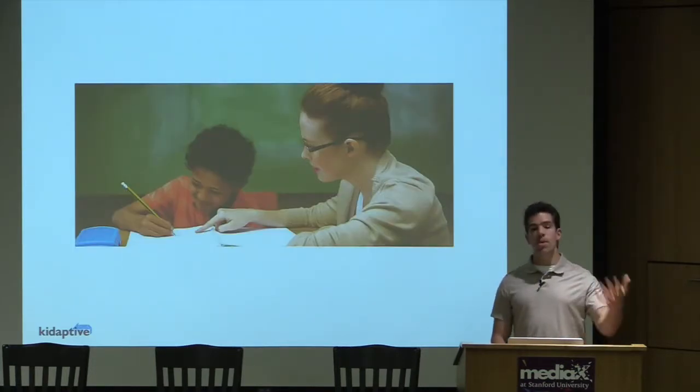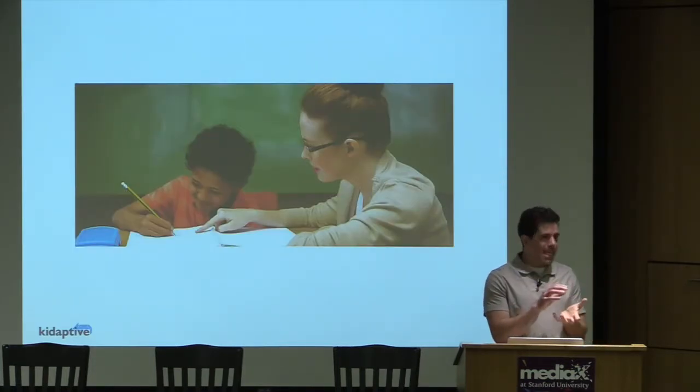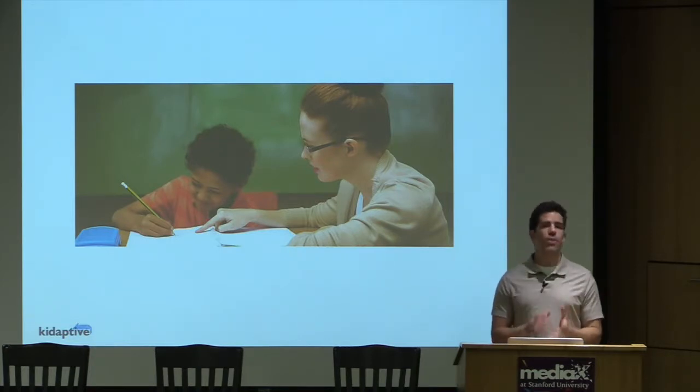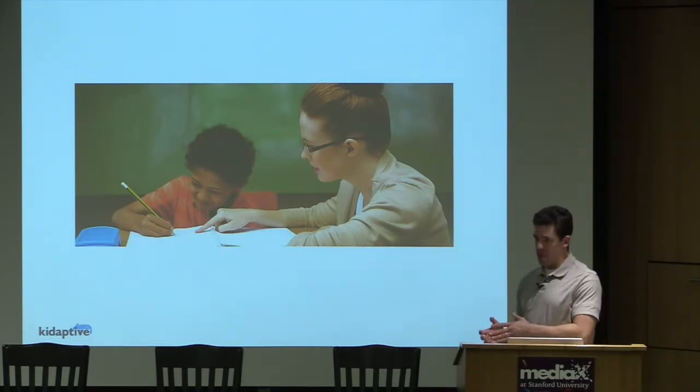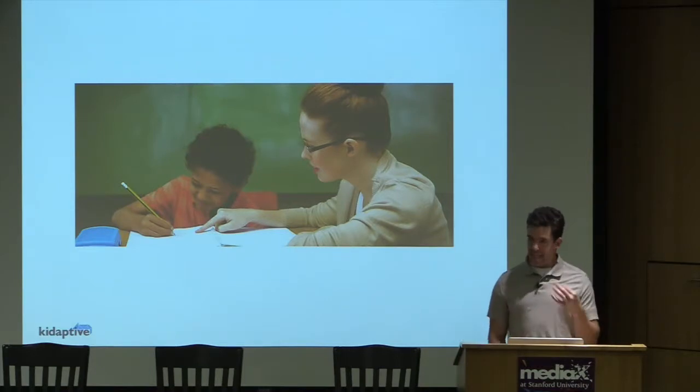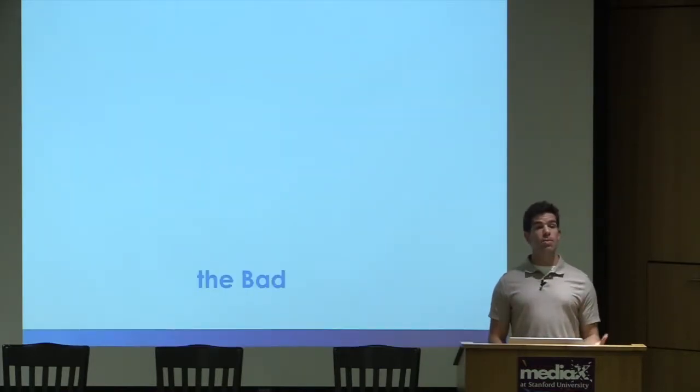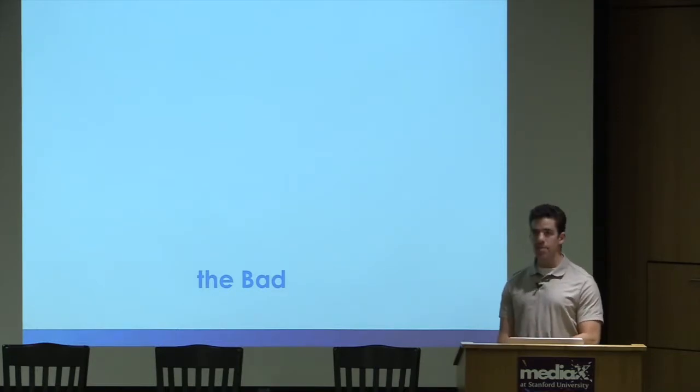And at the end of the rainbow is this utopian ideal of a personal tutor for every learner, the kind of thing that only princes used to have, making it available for everybody. That's the brass ring. That's what everybody's chasing after. There's another set of people who focus primarily on the bad, and there's plenty of bad.